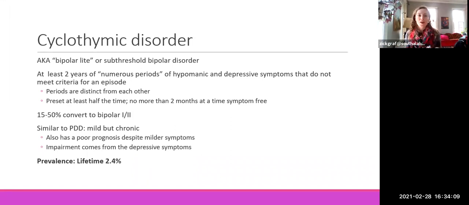Reason number one is that having subthreshold hypomania and subthreshold depression may not be experienced by the person who has it as distressing or dysfunctional enough for them to seek treatment. So many people with cyclothymic disorder don't know they have it. They don't see themselves as having any disorder.